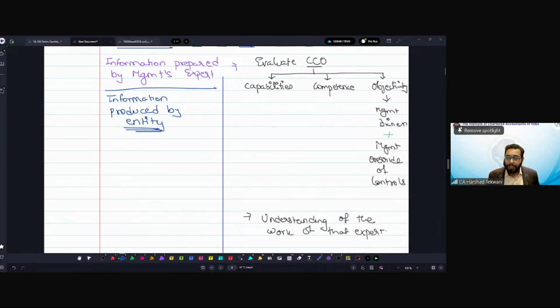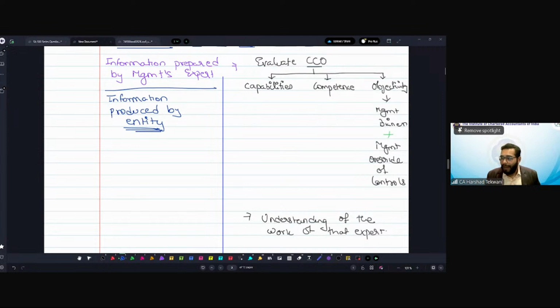For example, sales report, information produced by the entity. Inventory reports, information produced by the entity. Accounts receivable aging, system generated logs, actual versus budgeted report: information produced by the entity. This raw data was there within the ERP. After giving the parameters, management took out the reports which have been given to you. So that is information produced by the entity.